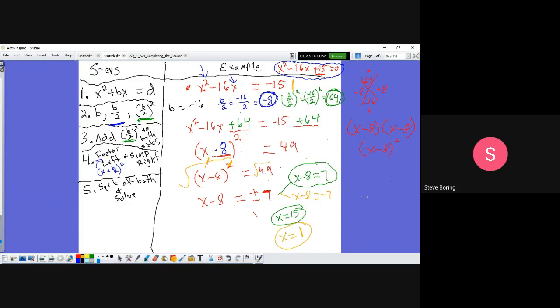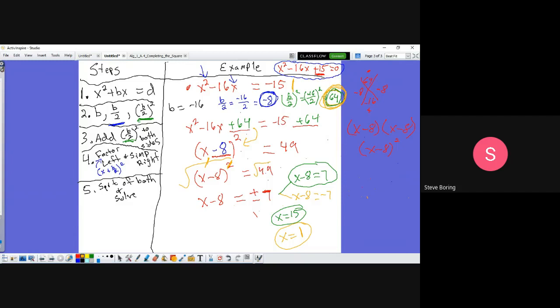Step 2 is find b over 2 and b over 2 squared. Step 3 is add b over 2 squared to both sides. That's the part that completes the square on both sides. That's why we did it. Why did we do that? Because it makes this a binomial squared, or a perfect square binomial is the technical term.